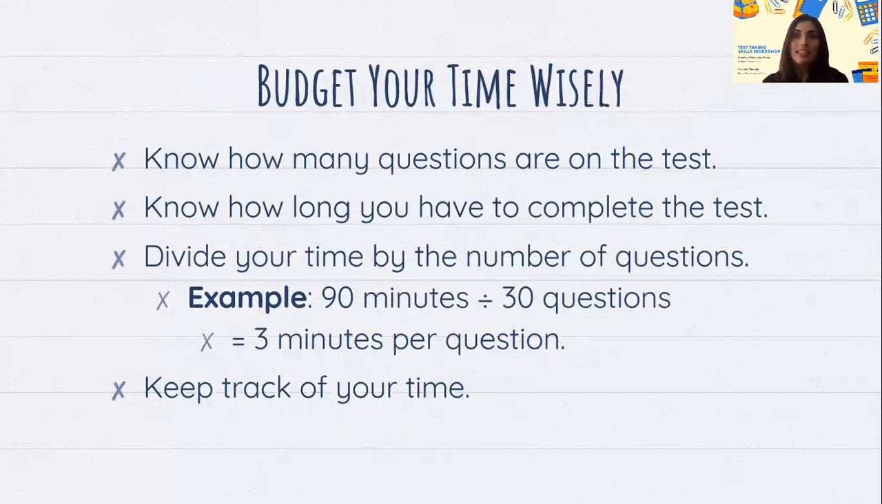Budgeting your time wisely is also going to be very important. So when you get the test, look to see how many questions are on that test. If you scroll down or flip through the pages, depending on how you're taking your test, you see that there are 30 questions. You know that you have an hour and a half to complete the test. And so now you can divide your time by the number of questions. For the example, that's 90 minutes divided by 30 questions, which is about 3 minutes per question.